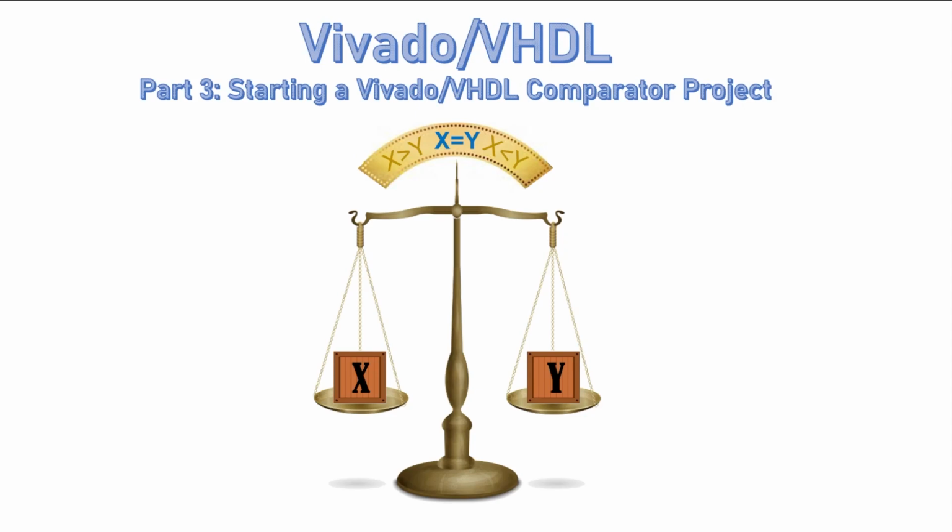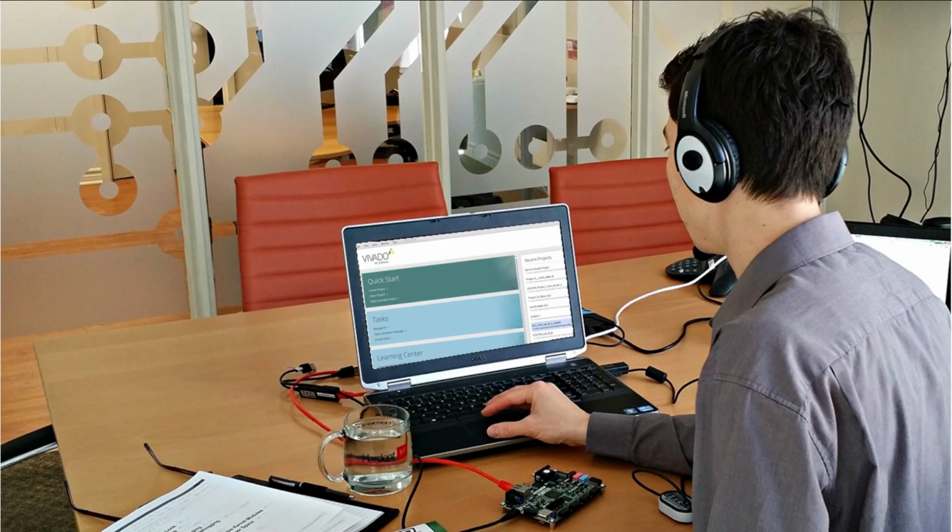It's time for Vivado VHDL Part 3, starting the Vivado comparator project. So we're actually going to now start a project in Vivado. We won't get as far as coding it, but we'll get a project started.